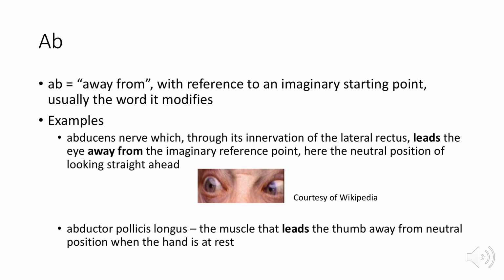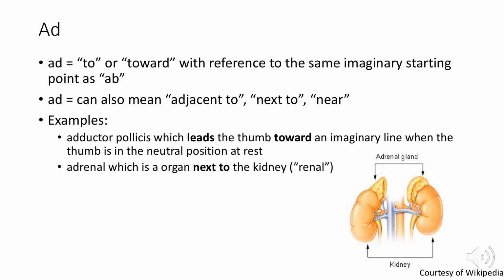Abductor pollicis longus is the muscle that leads the thumb away from the neutral position when the hand is at rest. Ad is the opposite. It has a sense of motion or proximity to something, to or toward. It can also mean adjacent to. And examples in anatomy would be the adductor pollicis, which leads the thumb toward the imaginary line that we were using also for abductor. And adrenal, which is an organ that's next to or adjacent to the kidney.